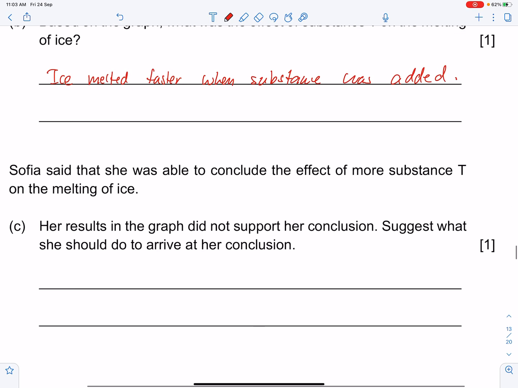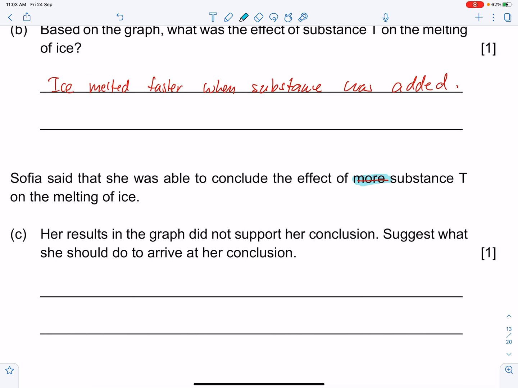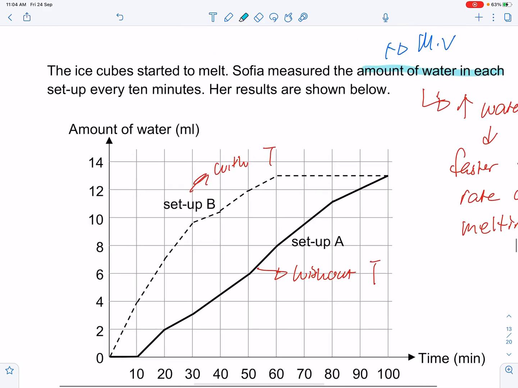Now, Sophia said that she was able to conclude the effect of more substance T on the melting of ice. Her results in the graph did not support her conclusion. Suggest what she should do to arrive at her conclusion. So what happens is that the word here is more substance T. Right? More.